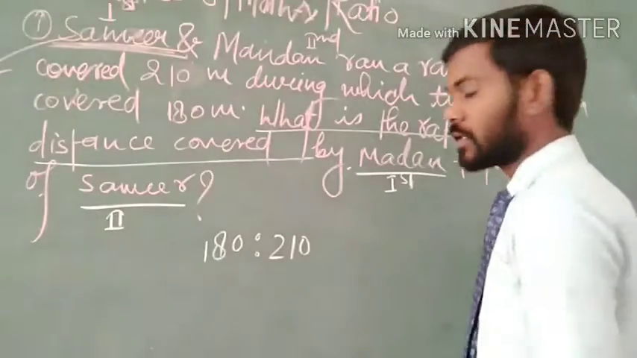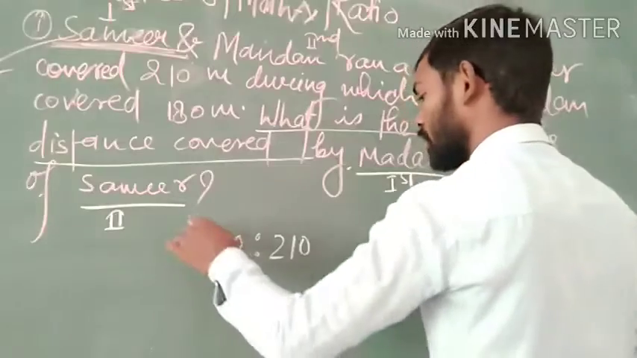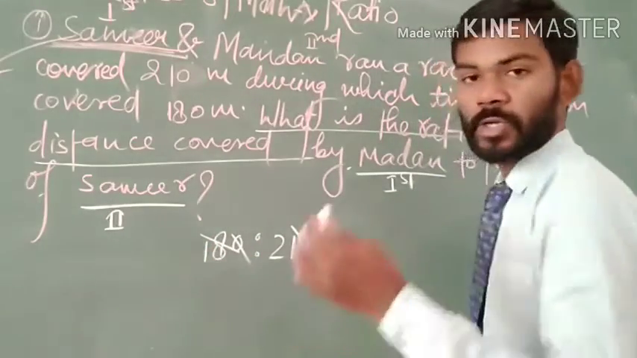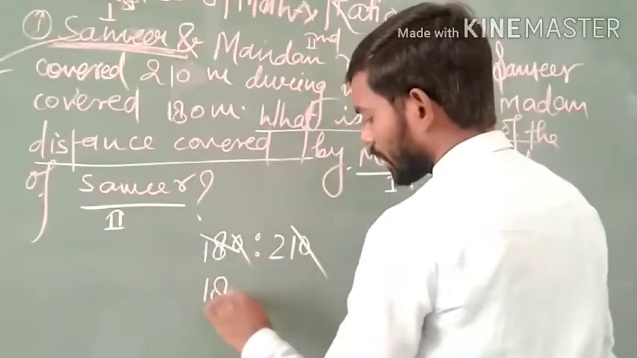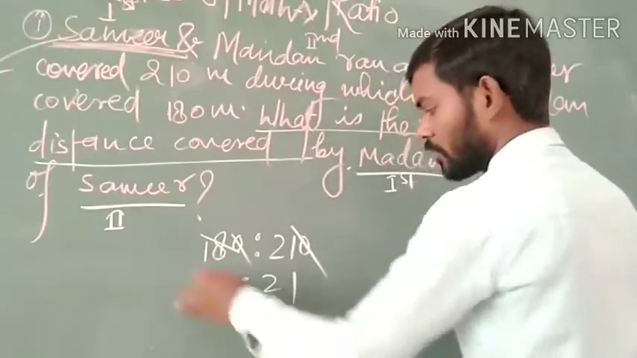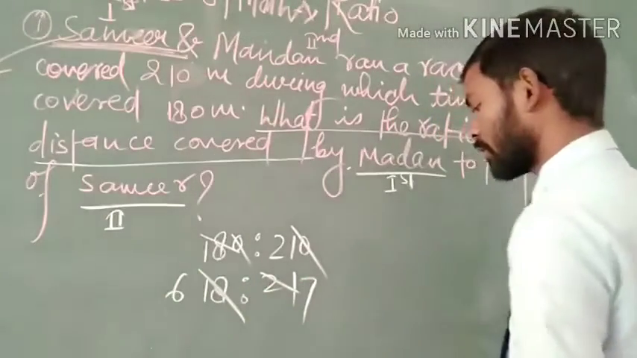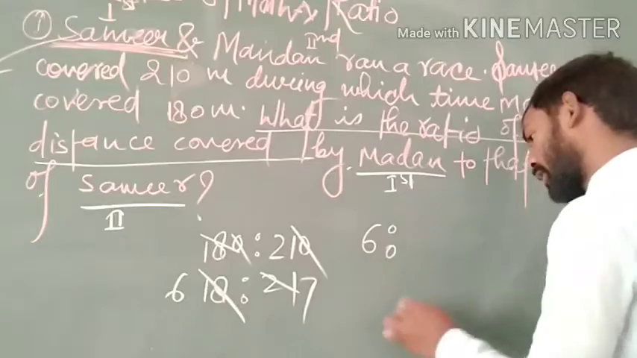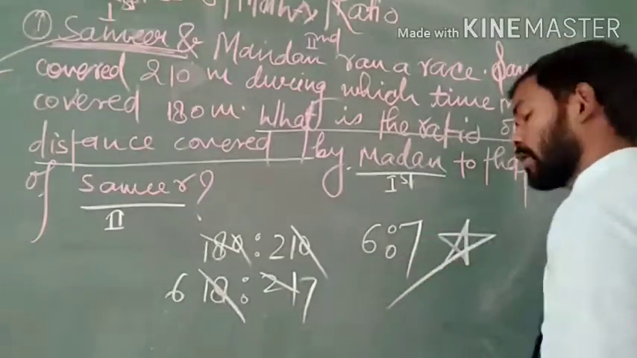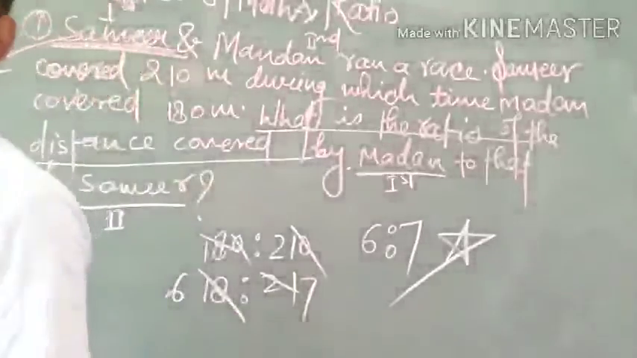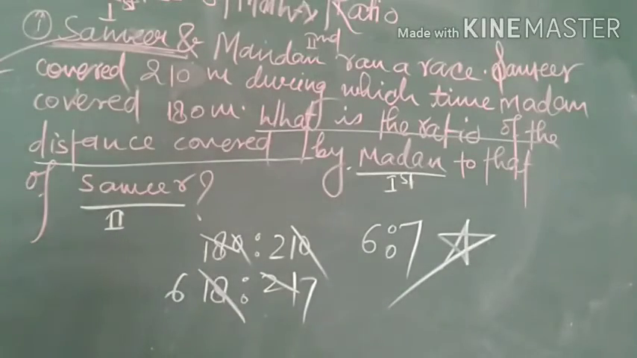If we solve this ratio, 180 and 210, the zero and zero cancel out, and here we get 18 ratio 21. Now 3 sixes are 18 and 3 sevens are 21, and at last we get our required result, 6 ratio 7. Therefore, 6 ratio 7 is the right answer. Okay.